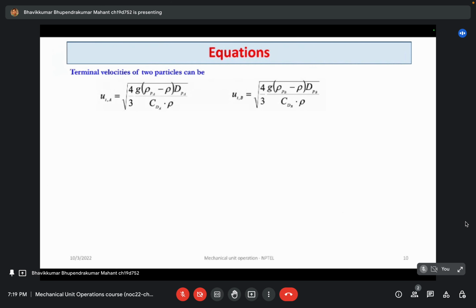Now equations. We have terminal velocity equations from flow past immersed bodies, where terminal velocity U is equal to the square root of 4g(rho_p minus rho)d_p over 3 C_D rho. So if you consider two different particles, then you will consider A and B.